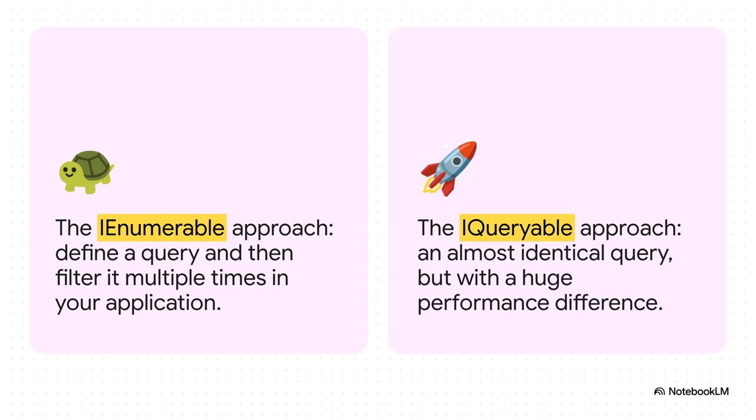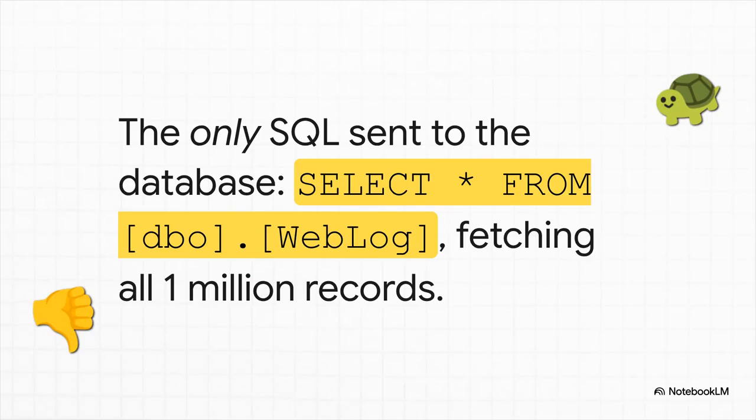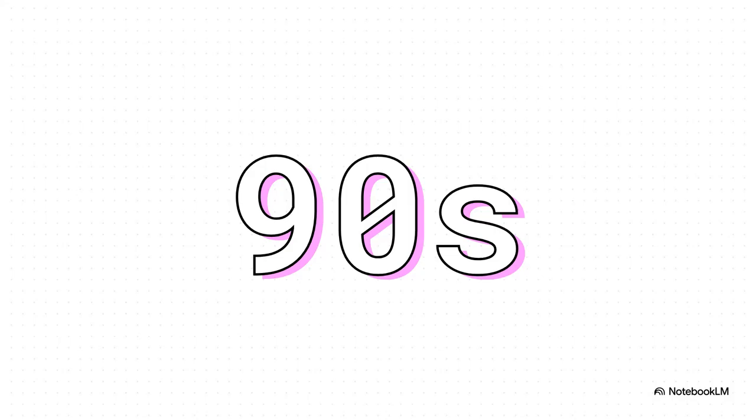Seems totally logical, right? And this is the exact moment it all goes horribly wrong. Take a look at the SQL that actually gets sent to the database. It's just select everything from weblog. It completely ignored all our beautiful C# filters. It's basically asking the database for everything, all 1 million records, to be dragged across the network and dumped into your application's memory.